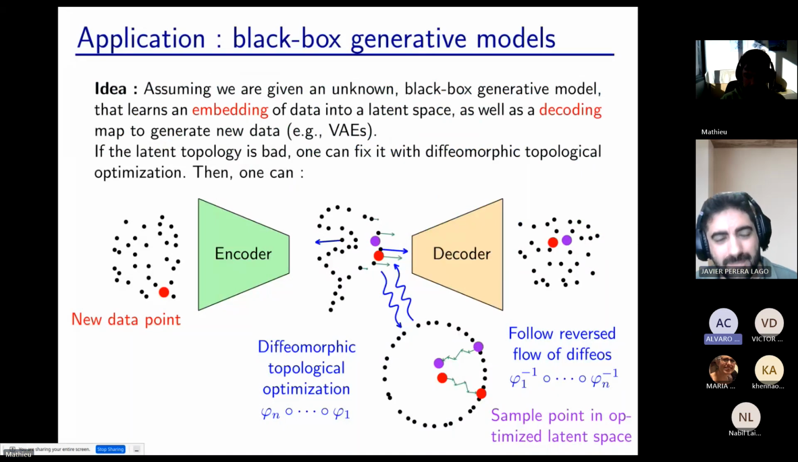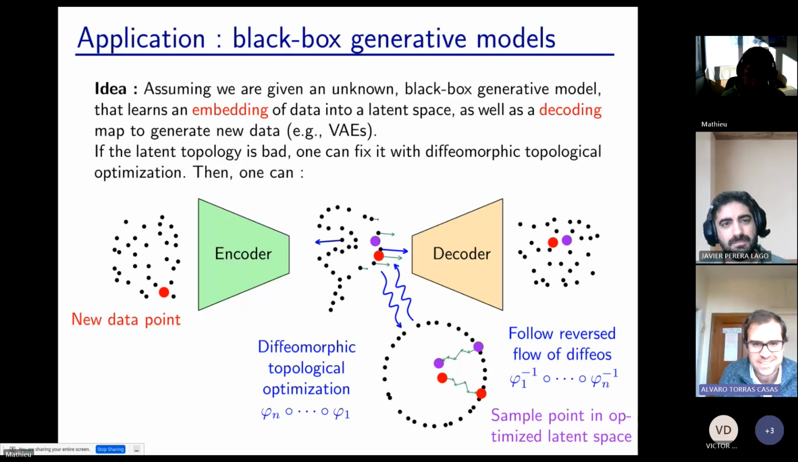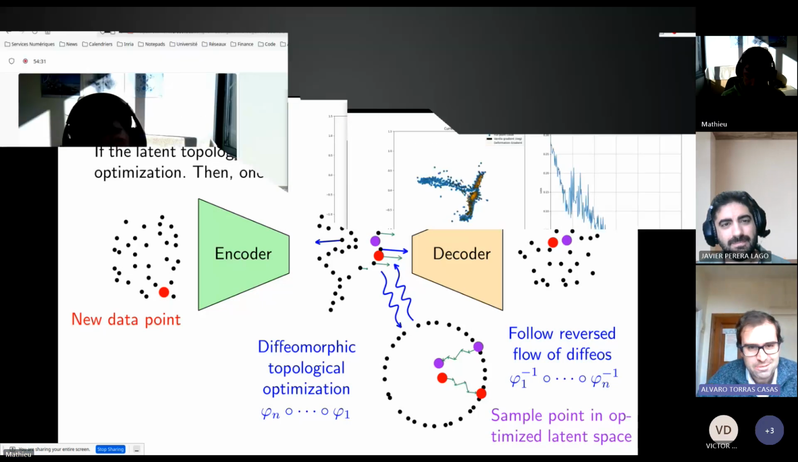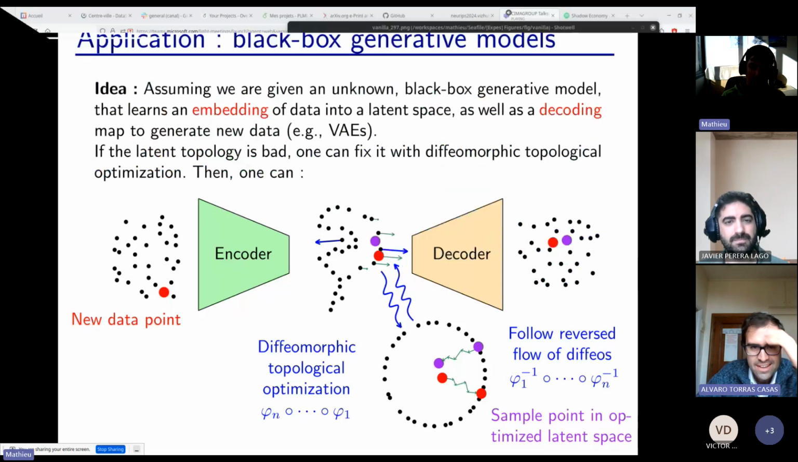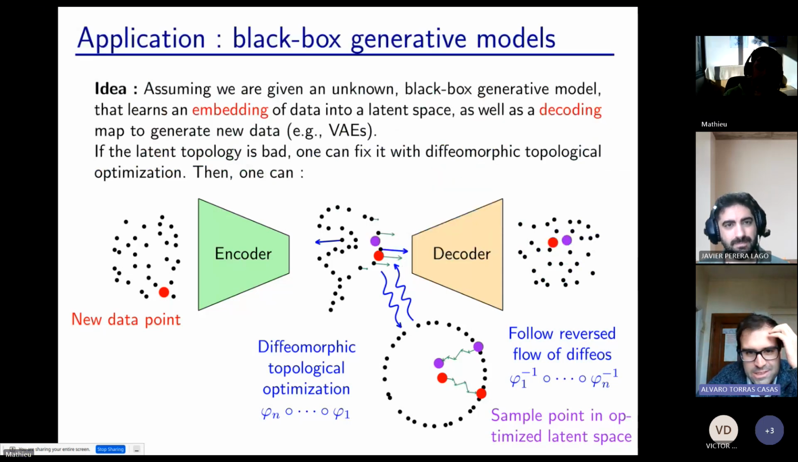I have a question. Many thanks for the talk, Mathieu. It was super interesting. I had seen some articles on this topic, but your talk was very clear, so thank you. And the idea of the diffeomorphism makes so much sense. It's just a basic question, but okay.